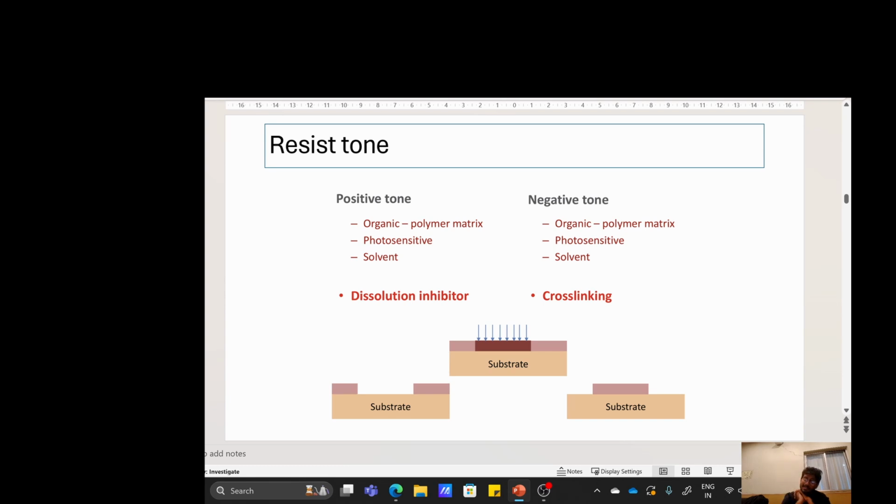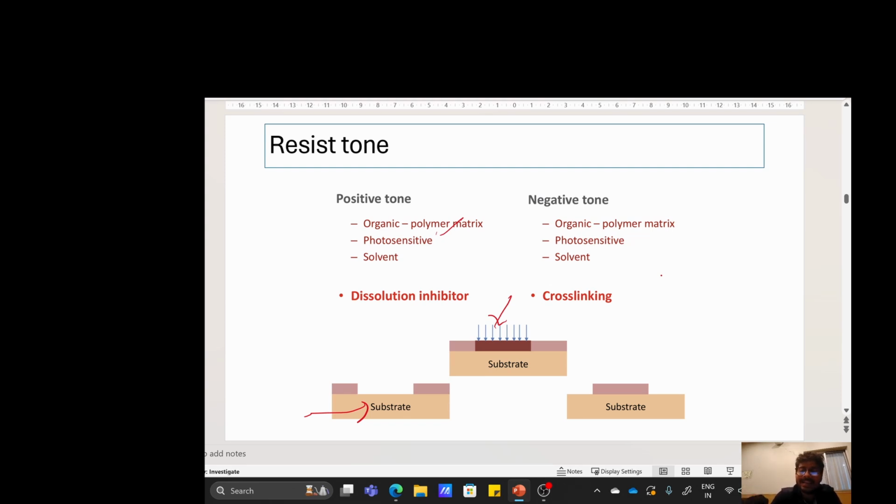Now let's come to the tone of the photoresist. I have been saying that some part will become soluble and some part won't. That depends on the tone of the photoresist. If it is a positive tone photoresist, the area which is exposed to the light will get dissolved.